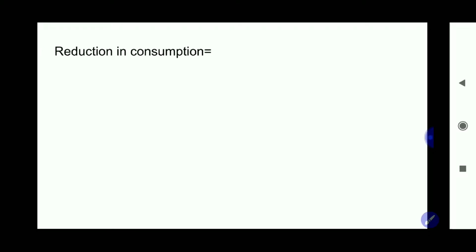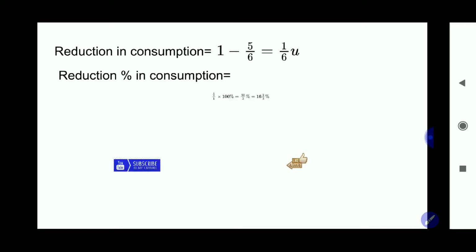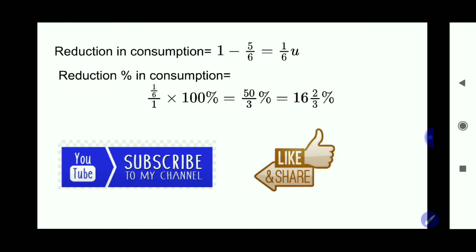Reduction in consumption. 1 minus 5 by 6. That is, the reduction is 1 by 6 units. Now reduction percentage. Reduction by original into 100. That means 1 by 6 by 1 into 100. By simplification we get 16 and 2 by 3 percent.